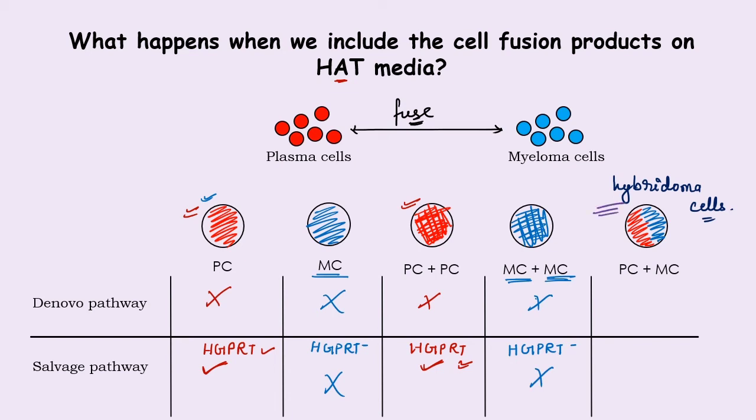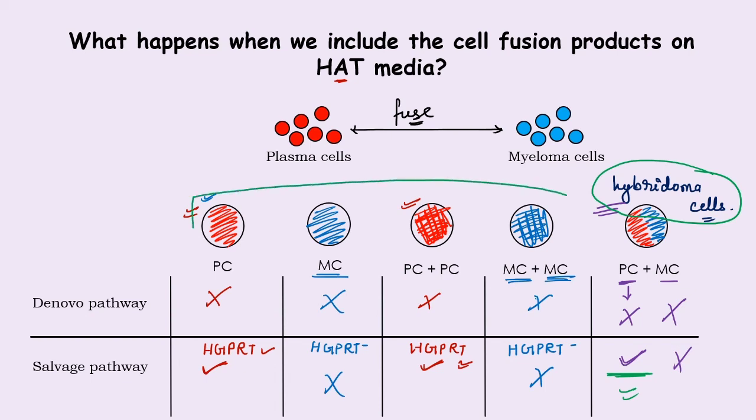Coming to the hybridoma cells, they have properties of both plasma cell and myeloma cell. If you talk about plasma cells, they will not be able to perform de novo, but they will be able to perform the salvage pathway. In myeloma cells, both the pathways are blocked. So overall, hybridoma cells can survive on the HAT media because they have the ability to perform the salvage pathway with the help of the plasma cell's properties. Okay, so on this HAT media, all these four categories of cells will be eliminated and only hybridoma cells will survive.